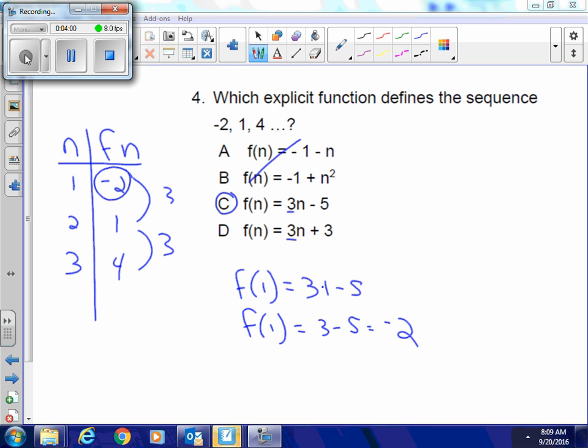Let's check one more while we're at it. Let's do the third term. So for the third term, I've got 3 times 3 minus 5. And that would be 9 minus 5, which is 4. And yeah, when I put in a 3, out comes a 4. So C is the correct choice.